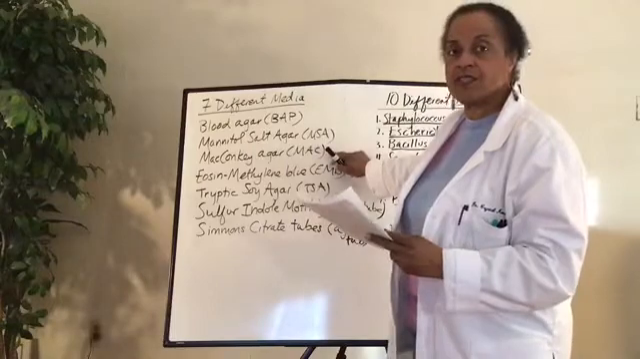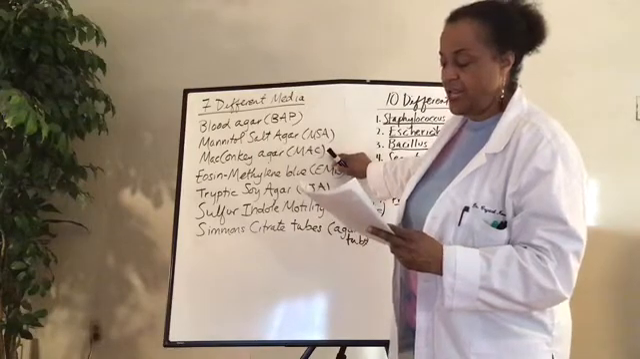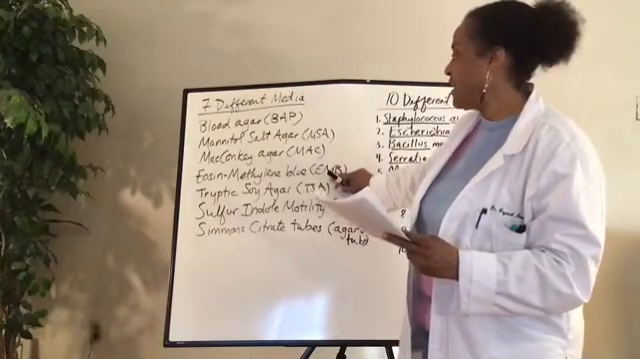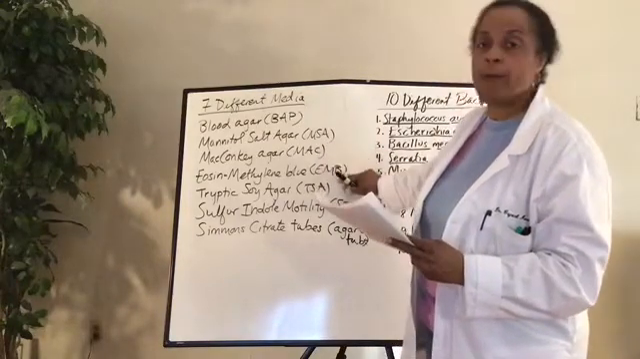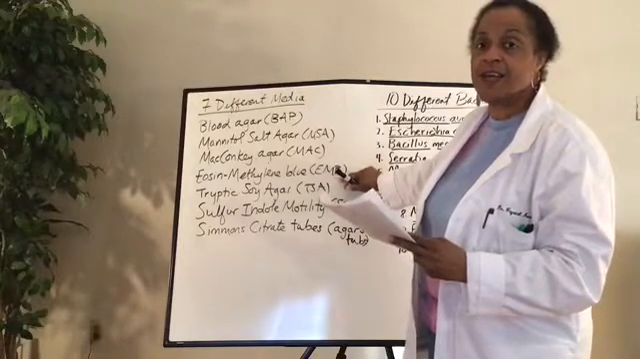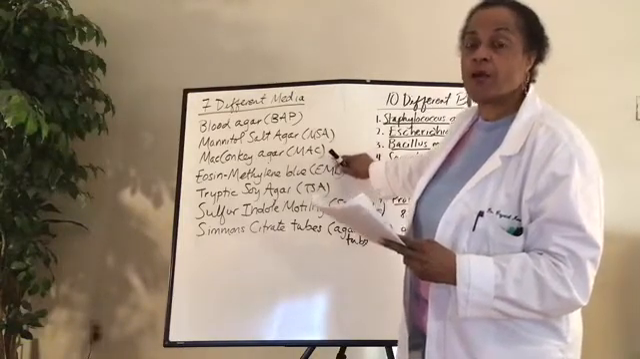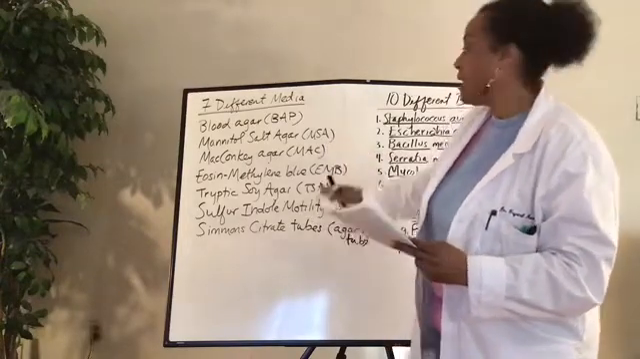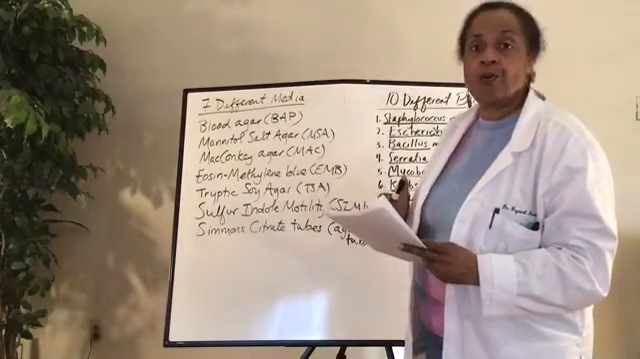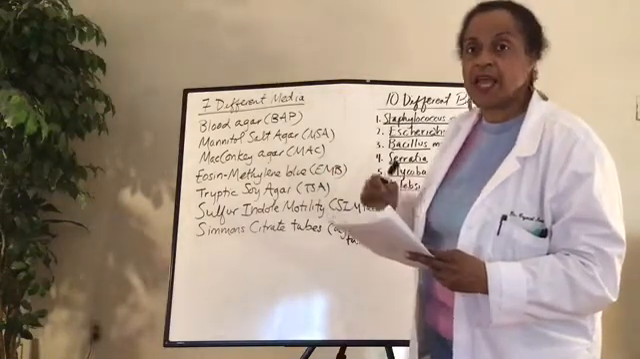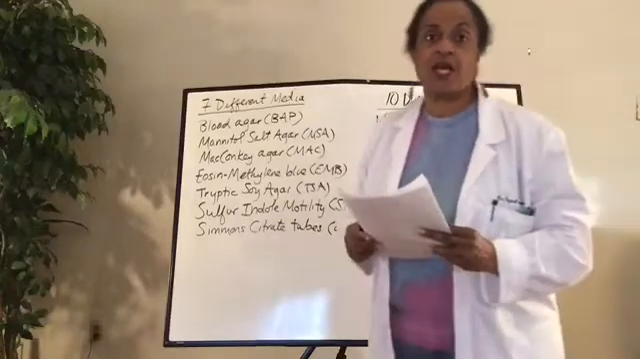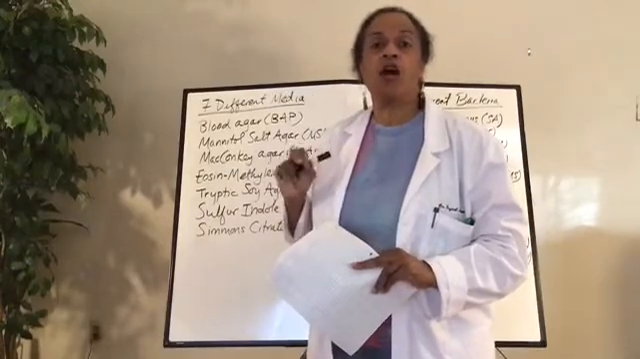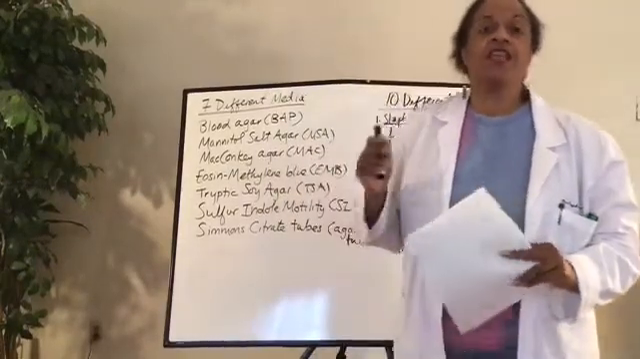MacConkey is also selective in that it only allows gram negatives to grow. It inhibits gram positives, just like EMB. So MacConkey and EMB are both selective, and they will inhibit gram positives, but they love to grow gram negatives. EMB will grow lactose fermenters, and you will see a really nice greenish sheen on them. This information is what I want to see in your table when you talk about each of the media and what changes you saw.